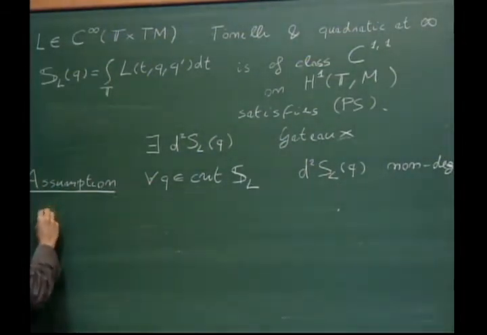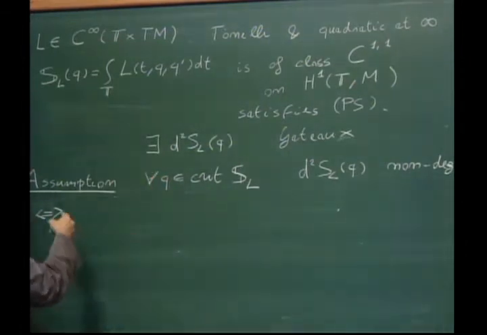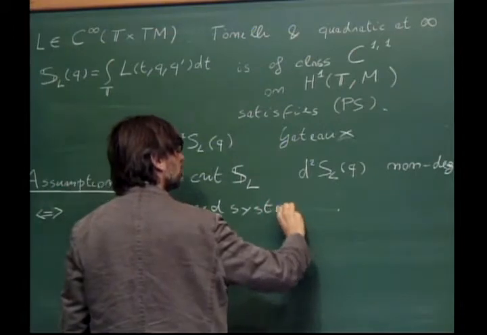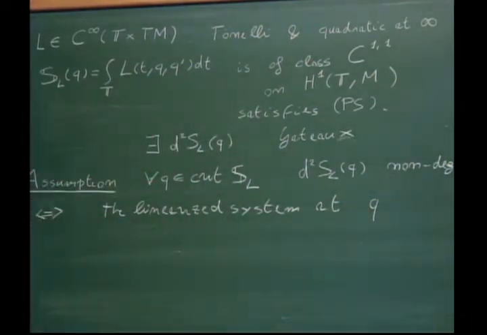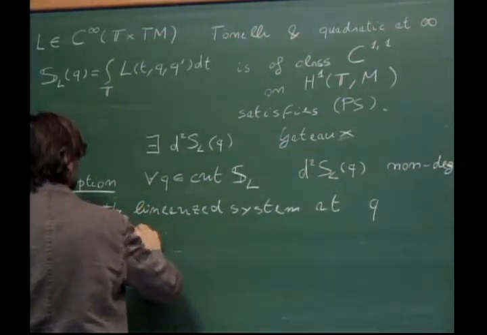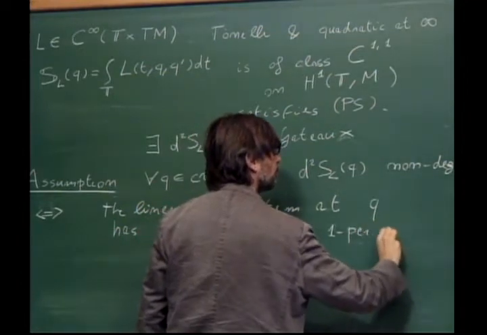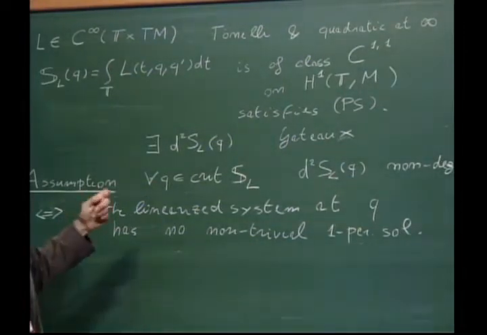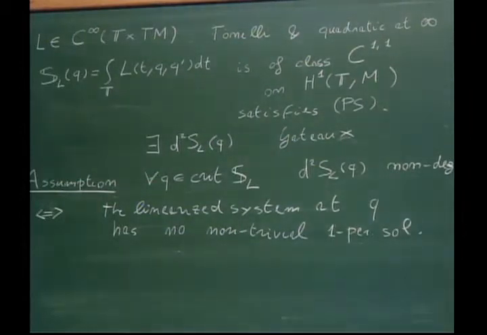And this is easily shown to be equivalent to the fact that, well, here q is a one periodic solution of the Euler-Lagrange equation. This is equivalent to saying that the linearized system at q, so we take the Euler-Lagrange equation and we linearize it along the periodic solution, has no non-trivial one periodic solution. Or if you want, it's equivalent to the fact that the Hamiltonian is non-degenerate in the sense that the fixed points of the first return map are non-degenerate. All these things are equivalent.